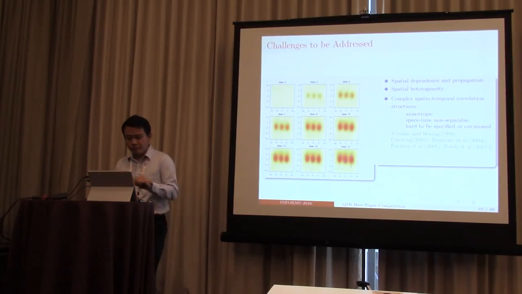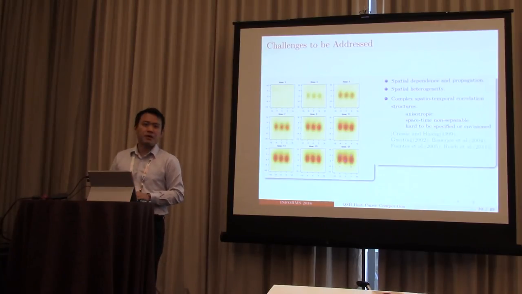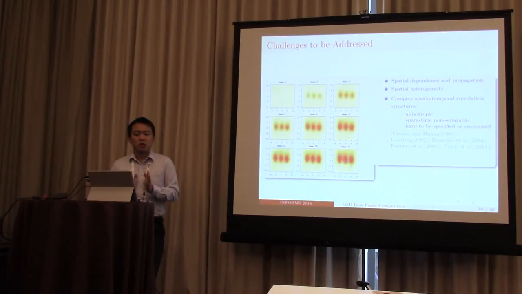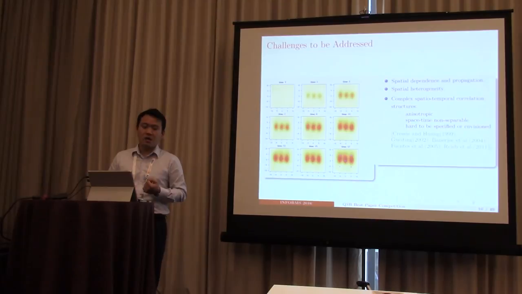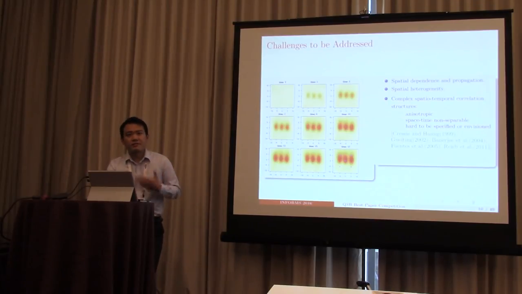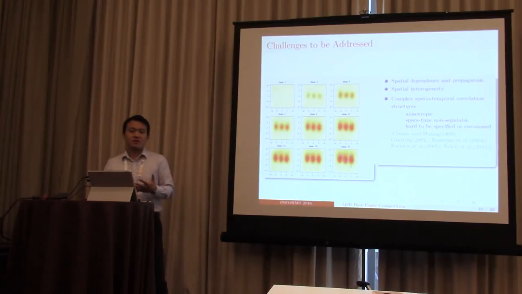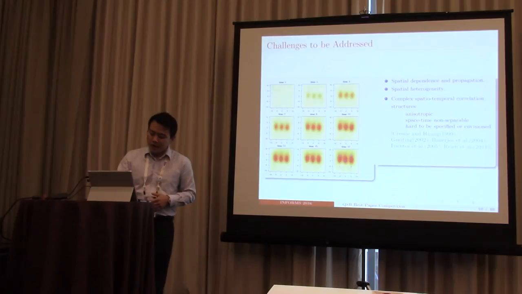For example, very often it's going to be anisotropic. That means we do not expect similar properties along different directions. Second, very often it's going to be space-time non-separable. Because of this, when we're given a data set like this, it's going to be very difficult for us to even guess or envision what the covariance structure will be.